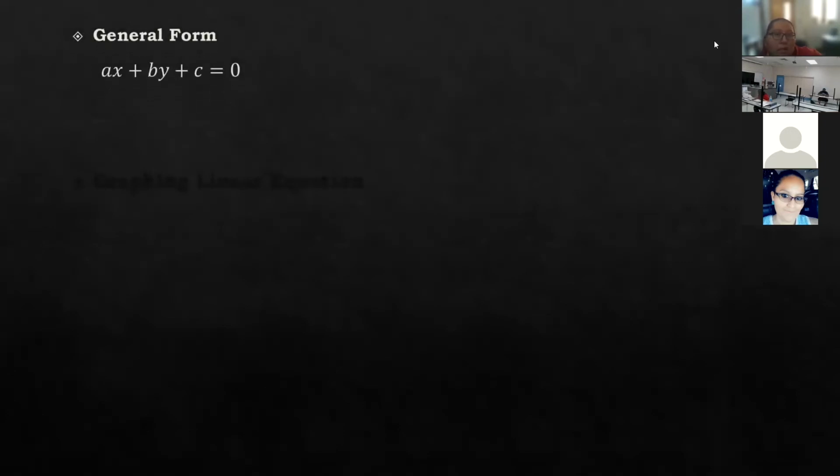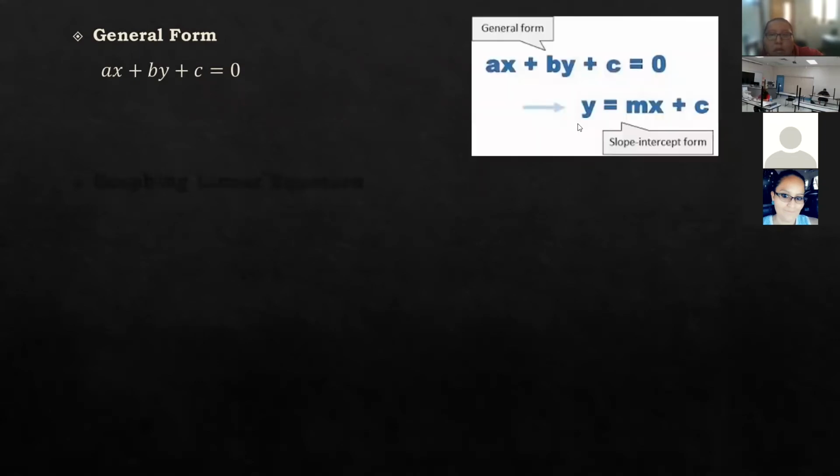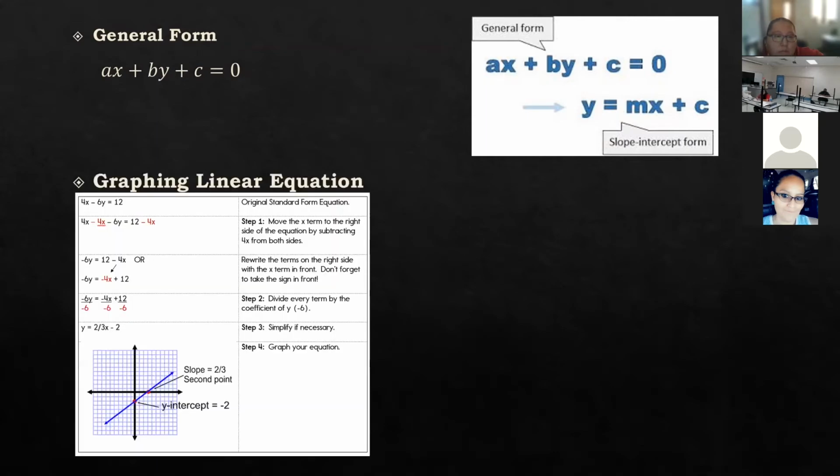So our next form is the general form, which is ax plus by plus c is equal to 0. Our general form can actually turn into our point slope form. And then the next one after that is graphing the linear equation.